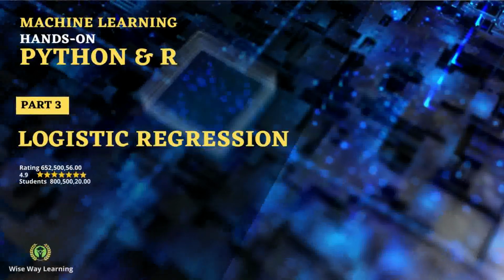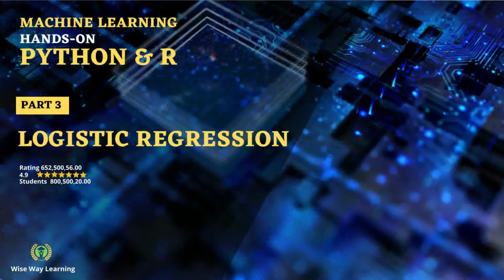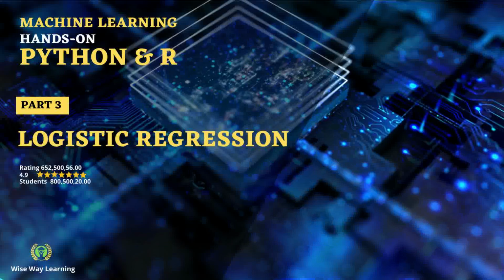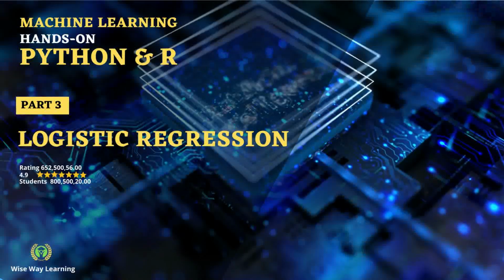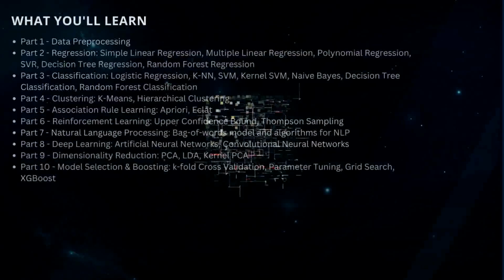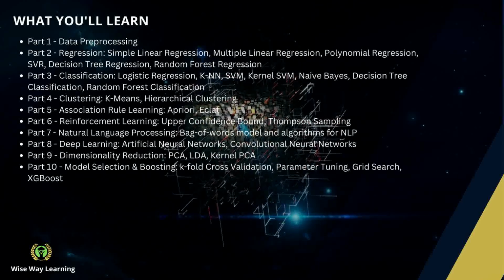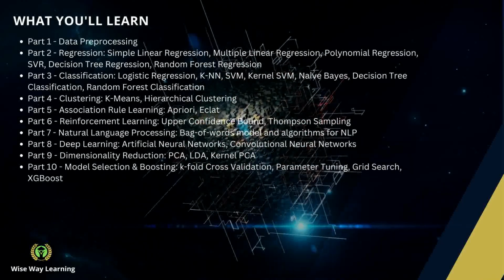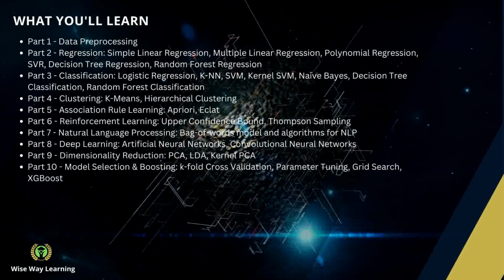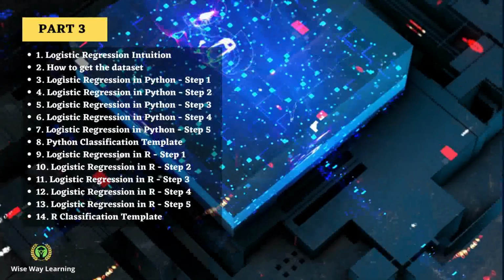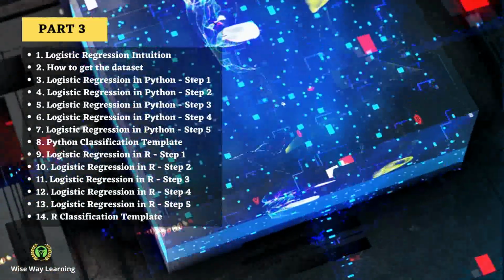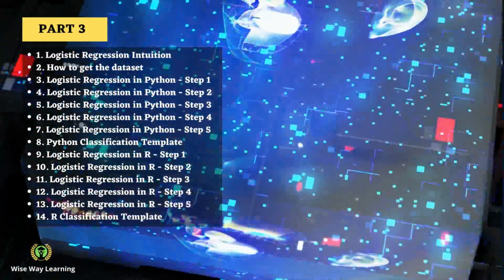Welcome to the course, Machine Learning with Hands-on Experience in Python and R, under Part 3A, Logistic Regression. This course is fun and exciting, but at the same time, we dive deep into machine learning. It is structured into the following 10 parts to help you master machine learning in Python and R. In this video of Part 3A, we will discuss the following 14 important parts of logistic regression in steps.